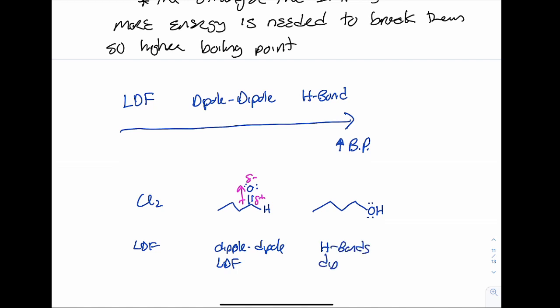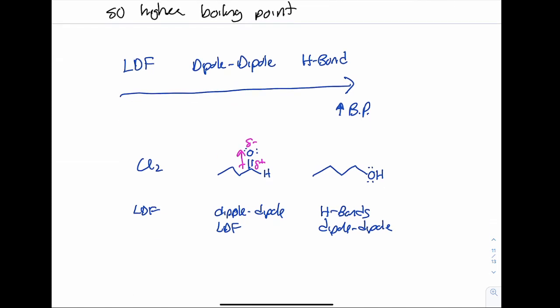It also has dipole-dipole interactions. If it has hydrogen bonds, it is generally also going to be polar. So it will also have dipole-dipole, and then, of course, it has electrons, so London dispersion forces. So as we go in this direction, these are going to have a higher boiling point.